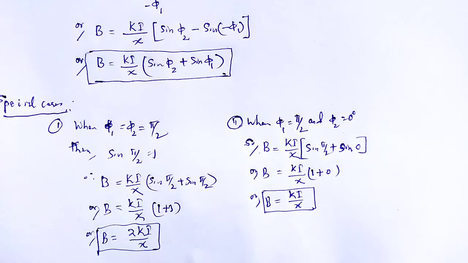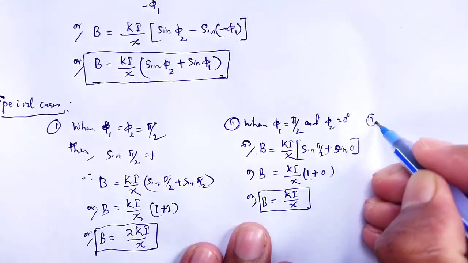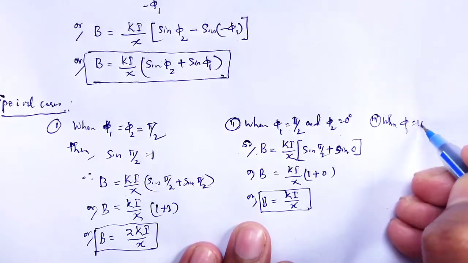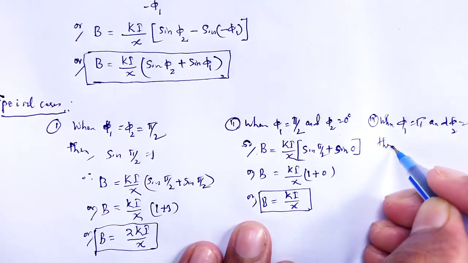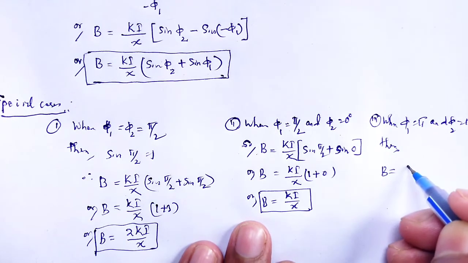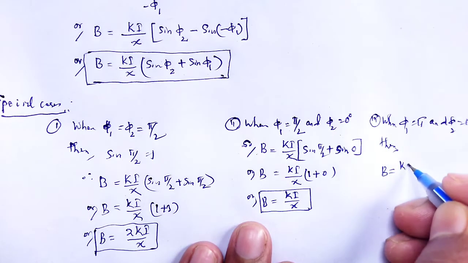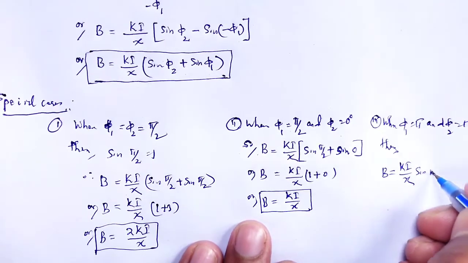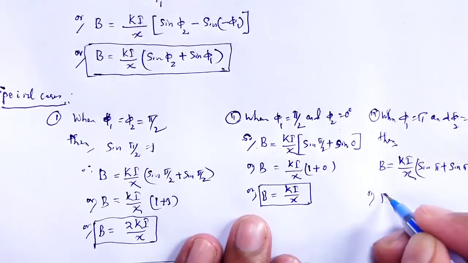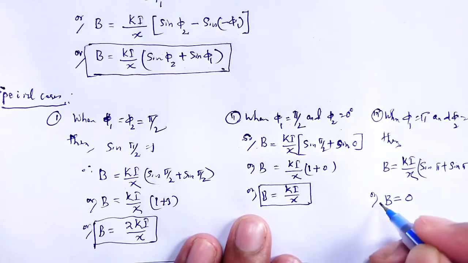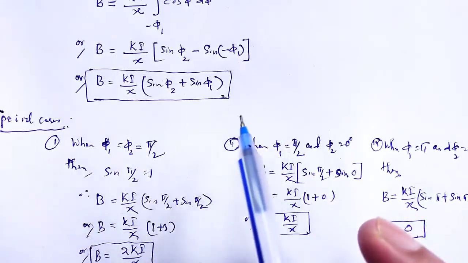Next, when phi 1 is at pi and phi 2 is at pi, then the value of B is equal to K I by X times (sin pi plus sin pi), and sin pi is 0. So B is equal to 0. These are the special cases obtained by using that particular equation.